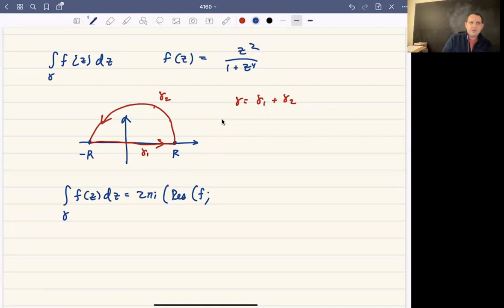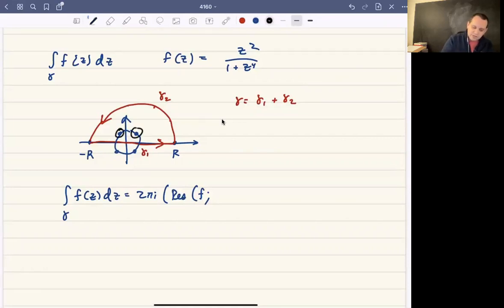Z to the fourth equals negative 1 is going to be at e to the pi I over 4 and e to the 3 pi I over 4. So I'm thinking about if you had a circle of radius 1, this is going to be at 45 degrees, 135 degrees, and then these two I don't care about on the bottom. I just care about these two values there.